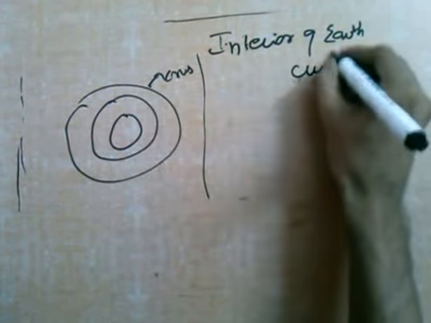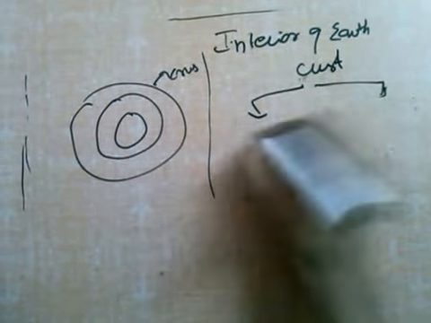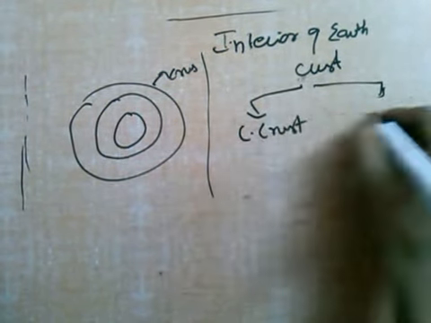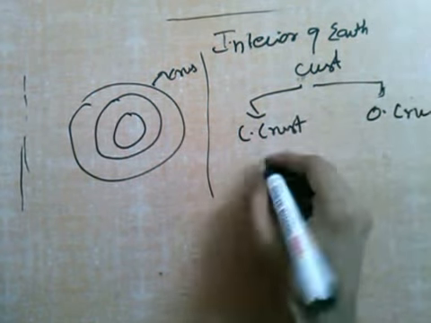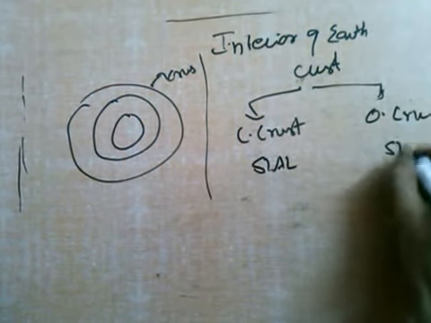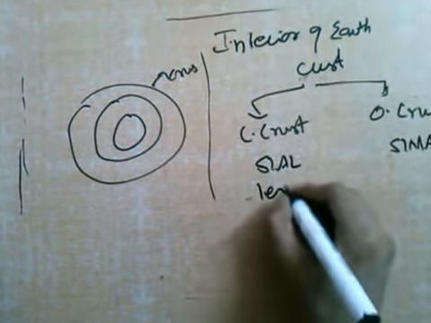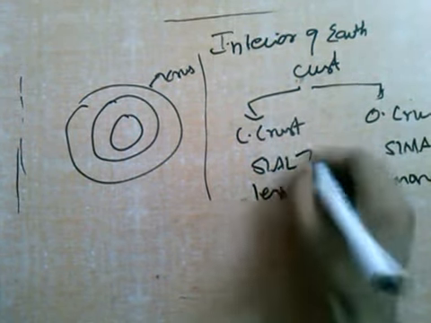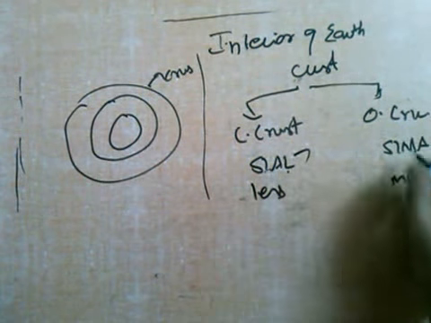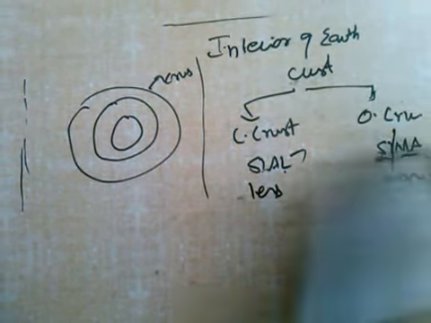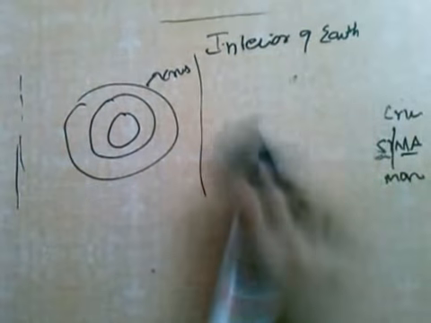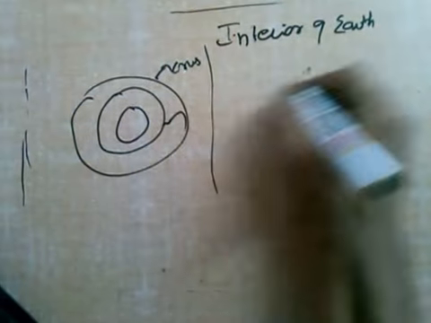First is crust. Two things: continental crust and oceanic crust. We have Sial, we have Sima. This is less dense, this is more dense. What is Sial? Silica plus aluminium. What is Sima? Silica plus magnesium. This is crust. And the second layer is mantle.